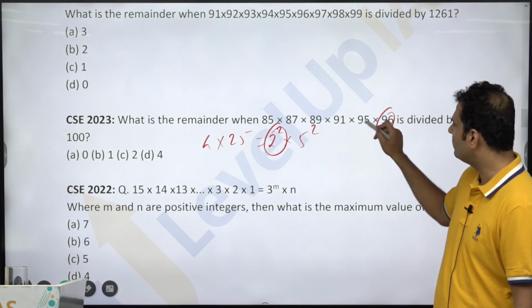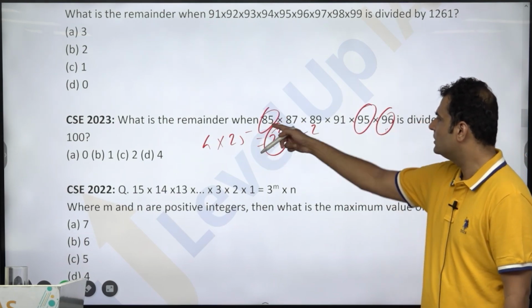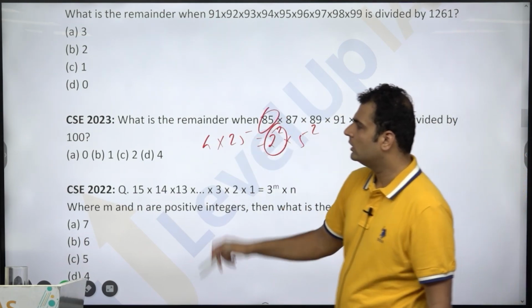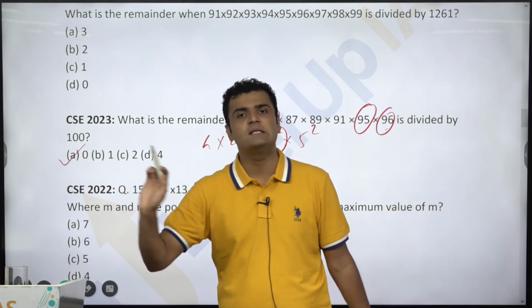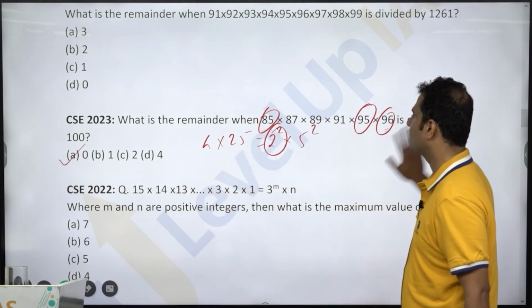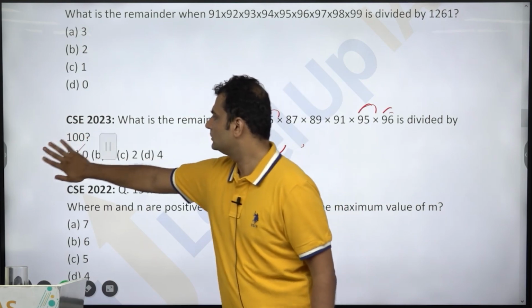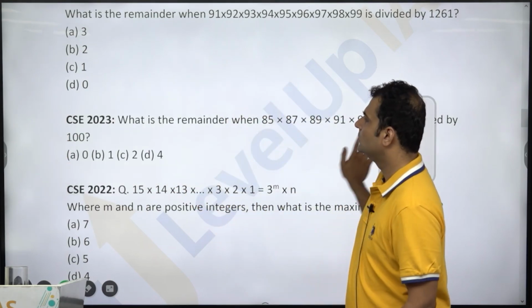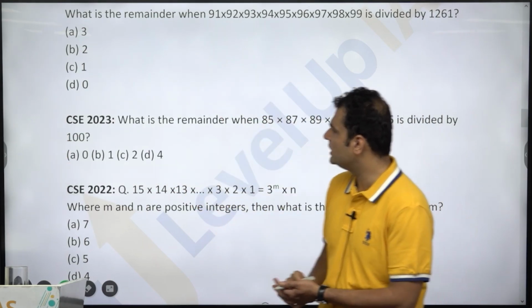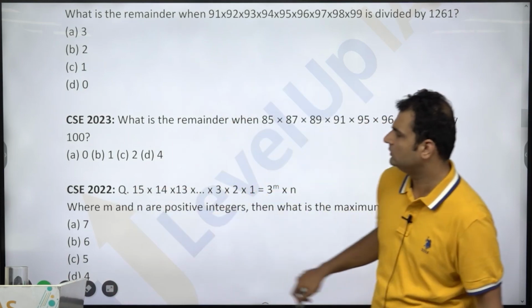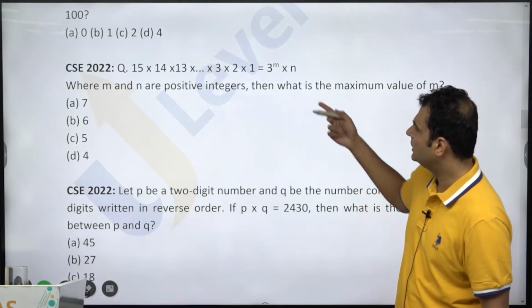And does 5 square appear? 5 appears once here, and once here. 5 is also 2 times. So again complete divisibility. Remainder is 0. I think this is CSE 2023. Easy question. Next, let us see this question.